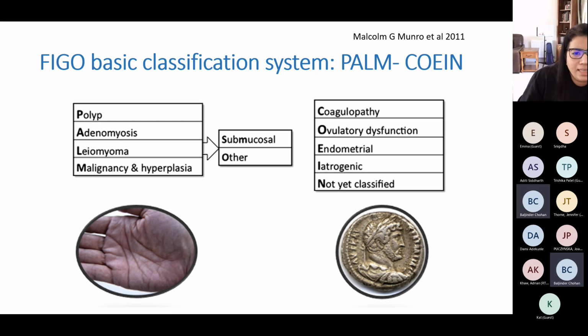But what FIGO would like us to think about is all of the reasons why somebody could have abnormal uterine bleeding. And they've obviously come up with a mnemonic for us to remember it. So PALM-COEIN is the mnemonic. Is this something people are familiar with, or is this the first time you've ever heard of it? Familiar, did you say? Yeah. Okay, good. Essentially, this will help us understand why people could have the way we describe the cycles, the way they usually describe it.